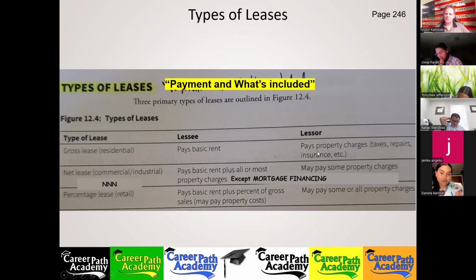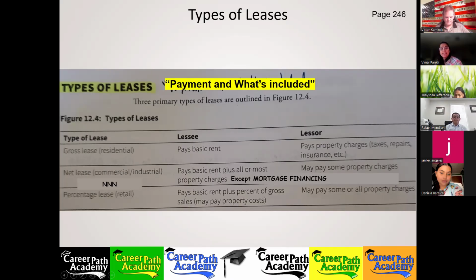And the lessor, the landlord, may pay some or all of the property charges. So just write in there these little notes that I have and do the highlights here. And then we'll move on and we'll get into these types of leases in a little more depth.